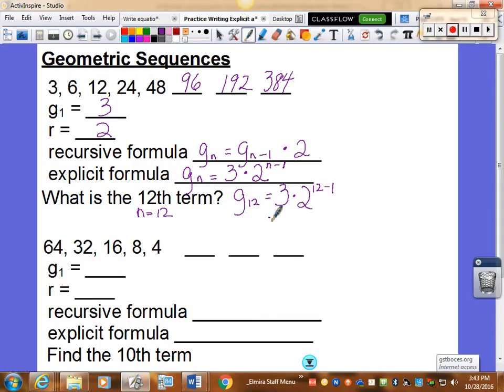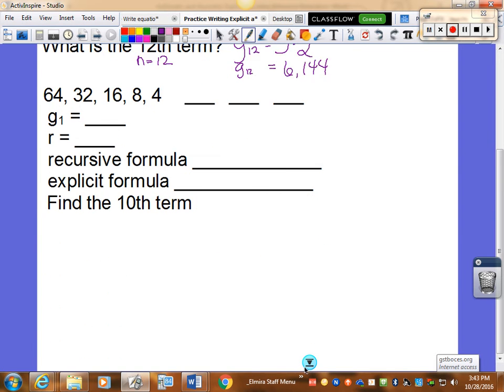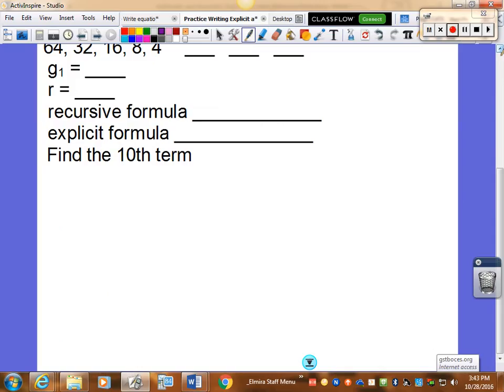Writing the 12 minus 1 helps you remember the formula, helps reinforce your formula. Okay? And the answer to this one is 6,144. Okay, let's do another one that has a fraction in it. Okay, so the next one, whoa, too much.